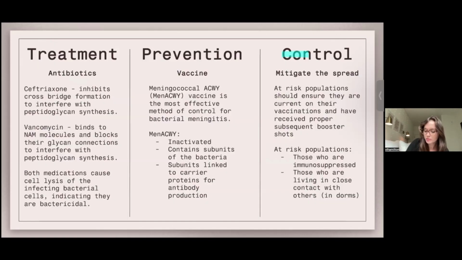Now for the control. The best way to mitigate the spread is for the at-risk populations to ensure that they're current on their vaccines and have received all the proper subsequent booster shots. Those who are at risk include people who are immunosuppressed or immunocompromised, and those who are living in close contact with others, such as in dorms. That's why college students are required to ensure that they are up to date on all their vaccines and their boosters, because it can spread very rapidly in these areas with the close contact.